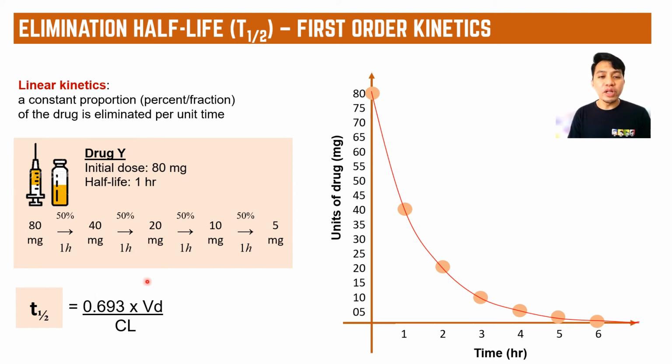So these values can be plotted in this chart, as you can see in this right graph here. The y-axis is the unit of the drug and the x-axis is the time. So initially at 0 hour, the drug available in our body is about 80 milligram. After 1 hour, it reduced to 40 milligram and can be further reduced to 20 milligram. And the elimination half-life, or T half, can be calculated using these equations.